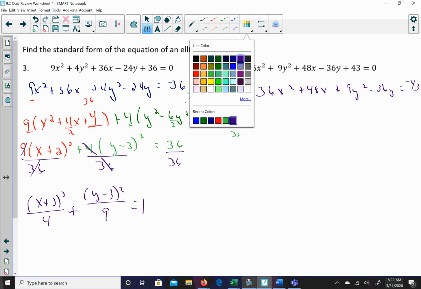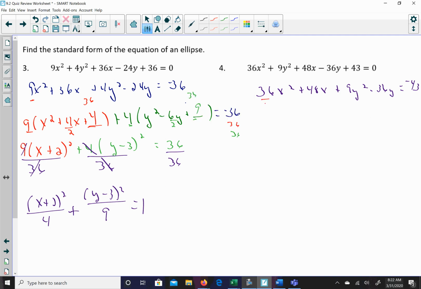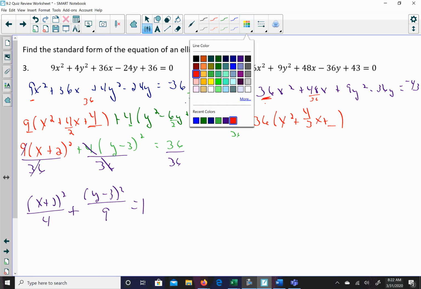When I go to factor out, I have to factor out whatever the lead coefficient is of the x squared. So I have to factor out this 36, which is fine for the x squared, but 36 doesn't go into 48 evenly, and that's okay. I still have to factor that 36 out. To find out what number I put here, I take 48 and divide it by 36, and when I do that, I get 4/3 x, and then I like to leave a plus blank space.